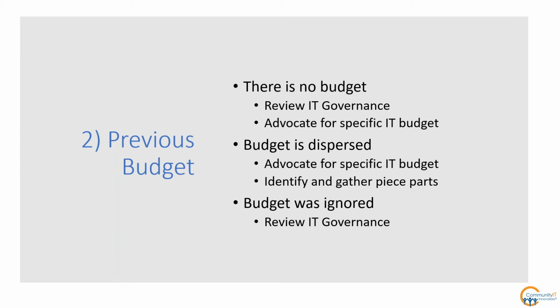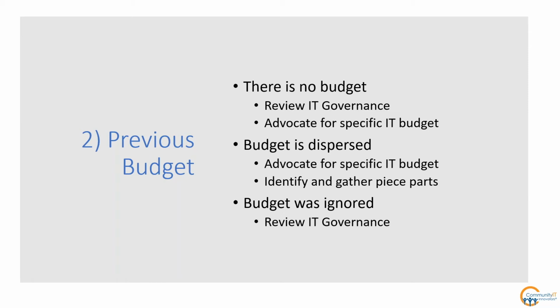So in order to manage IT effectively within an organization, as much as possible, you want to have all of the IT elements in one place. So if there's no budget, or if the budget is dispersed, part of the budgeting process for this year would be to advocate for a specific IT budget. And maybe it's just references. Maybe the budget is still formally located in another department, but you're at least gathering all that information in one place, so you have a single pane of glass visibility into it.